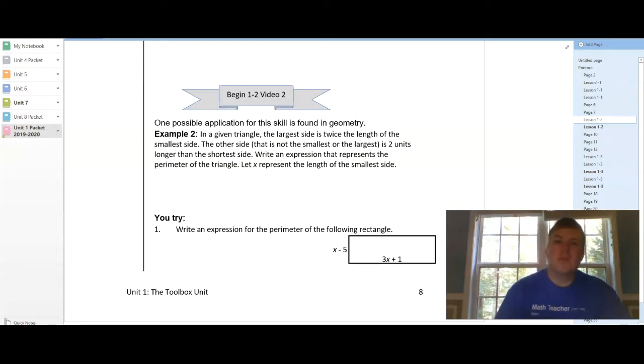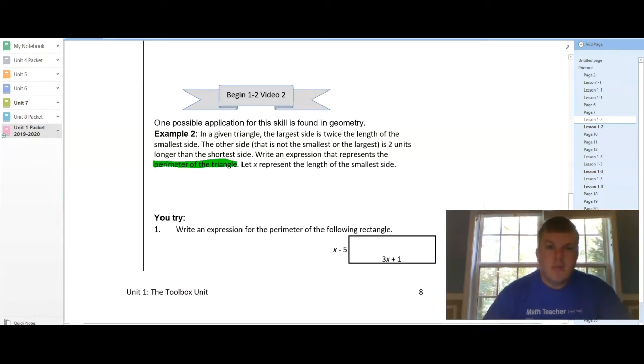So now that I've read that, I'm going to go back and look at some important information. One thing I always want to figure out is, what am I being asked? We are told that we want to write an expression to determine the perimeter of a triangle. If you remember back to middle school, perimeter is the distance around the outside of the shape, in this case a triangle. So what we're going to have to do is add up all the sides of the given triangle.